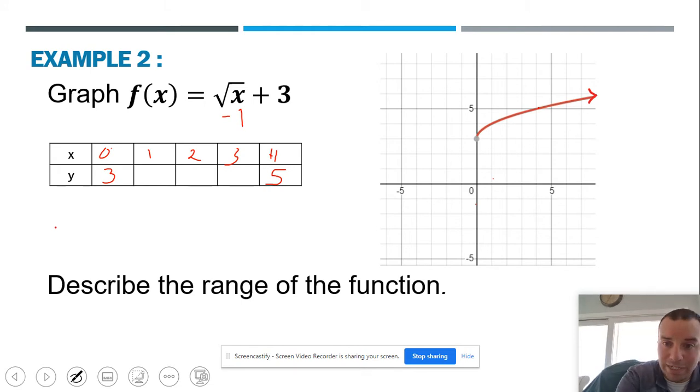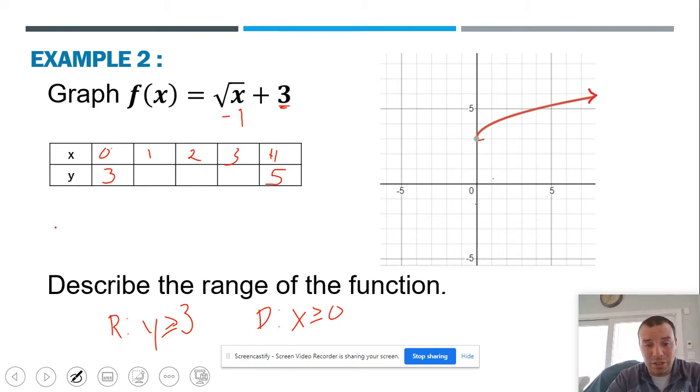Let's talk about the range. Where does this exist in terms of the y values? Well, you'll notice it never gets below a value of 3, which is my y-intercept. So your range here would be y is greater than or equal to 3. Your domain, it doesn't ask you for it, but what x values could it take on? x is greater than or equal to 0.